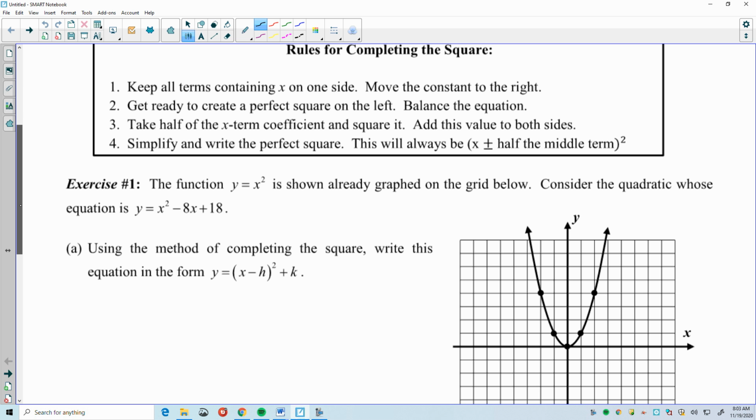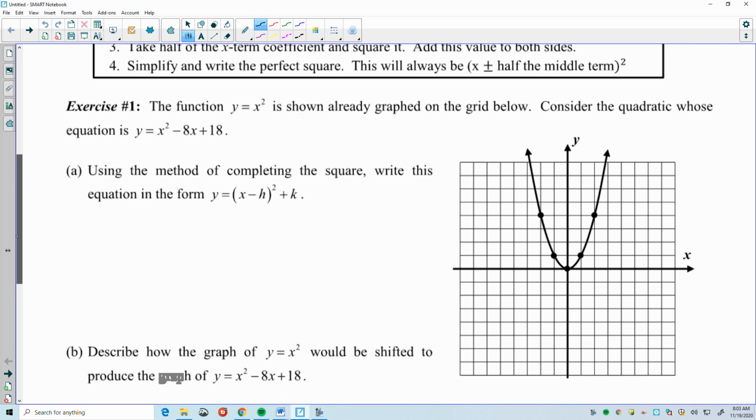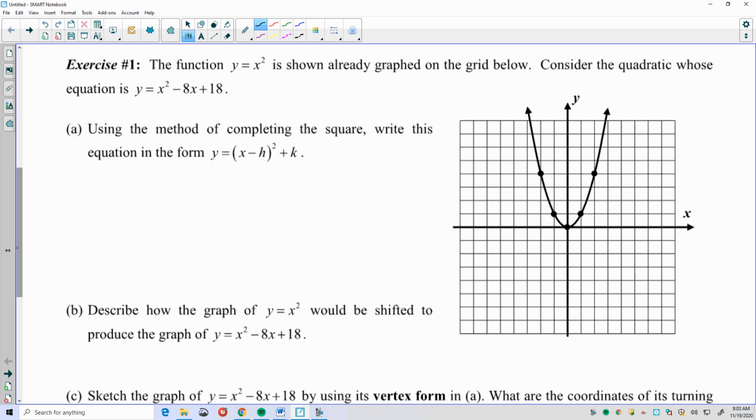Okay, so for this first exercise, it says the function y equals x squared is graphed on the right-hand side. And we're going to consider the quadratic equation, x squared minus 8x plus 18. So we're going to use that method of completing the square to transform that function so it looks like this. All right, so what do we do? Well, let's take this whole equation.